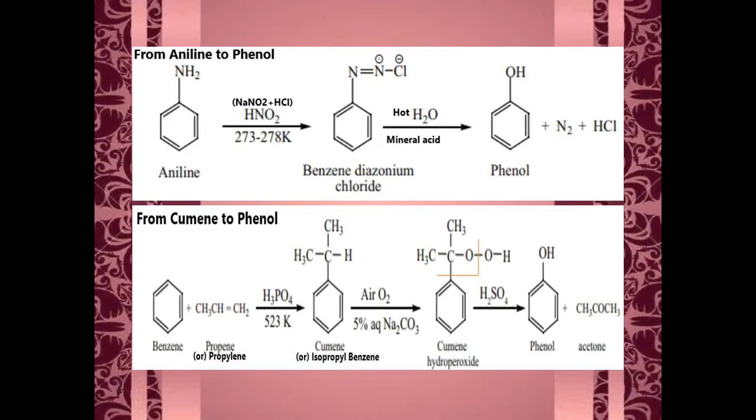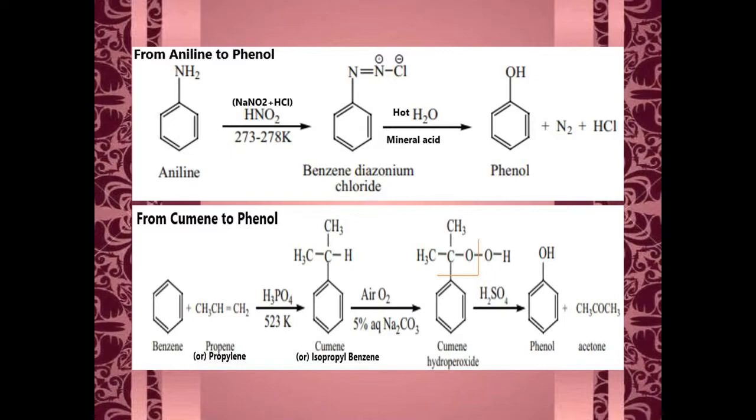Now the next preparation is from cumene. The cumene reaction is a very important question. First of all, we get cumene when benzene is reacted with propene, or propylene. Propylene is a common name. In the presence of phosphoric acid and 523 Kelvin, we get cumene. What is cumene? Isopropyl benzene.